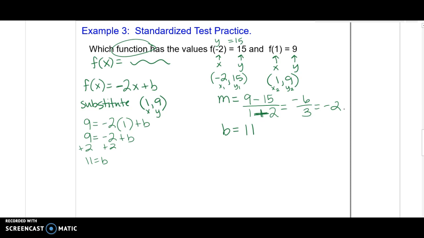Now I have both pieces of information that I need. So I have y equals my m, which is negative 2, x plus b, which is 11. That is my final equation here.